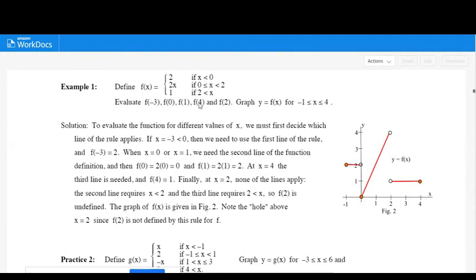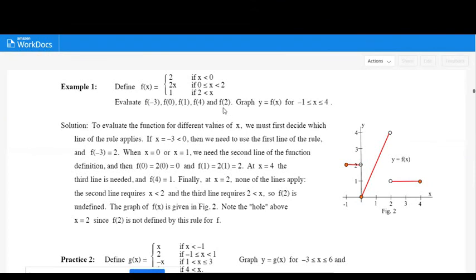Next is we have f of 4. So itong si 4, we all know that this is greater than 2. So dito siya na-belong sa third line kasi x greater than 2. And then ang rule niya is 1 yung sagot. So at x equals 4, f of 4 now is equal to 1.